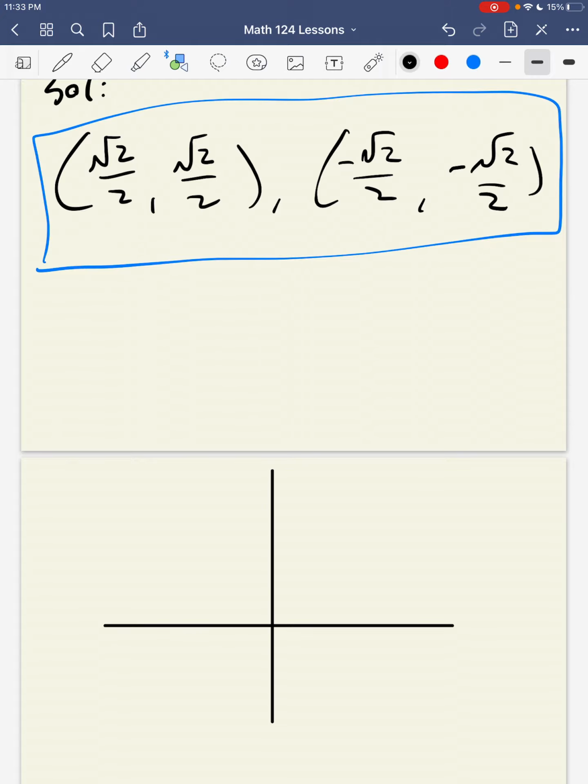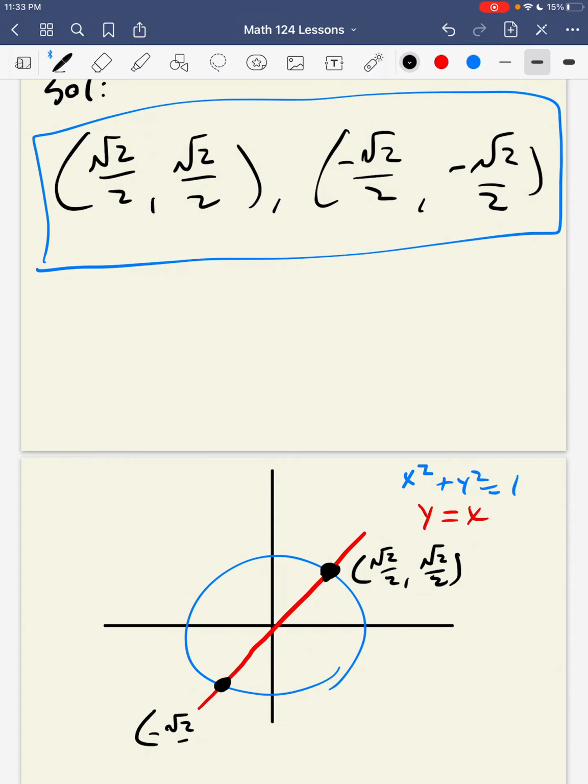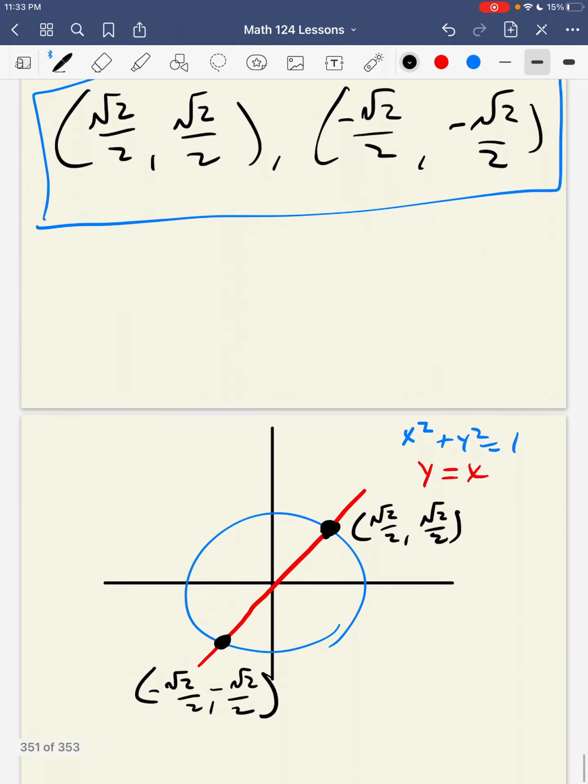Let me draw a graph of this. If we do equation 1 in blue, equation 1 was x squared plus y squared equals 1. That's just a circle with radius 1. Equation 2 was y equals x, which is this diagonal line here. Now the solution to the system is the 2 points at which these two graphs cross each other. And if you check on an online grapher, you will definitely agree that the points are root 2 over 2, root 2 over 2, and negative root 2 over 2, negative root 2 over 2.